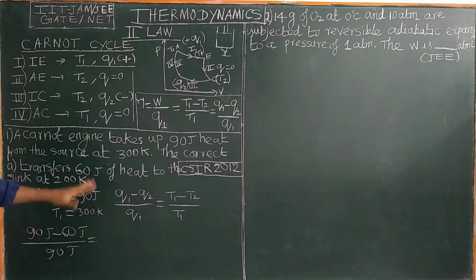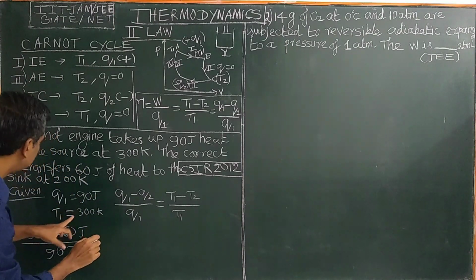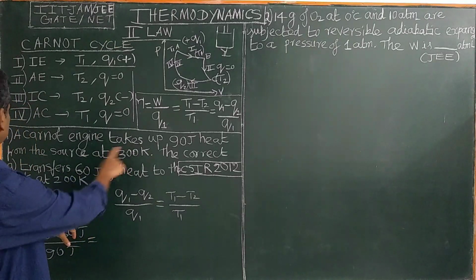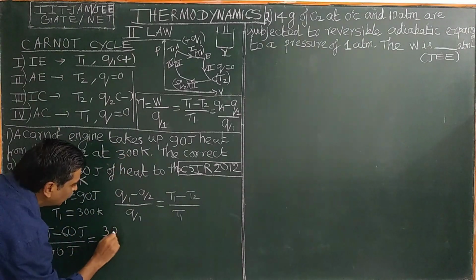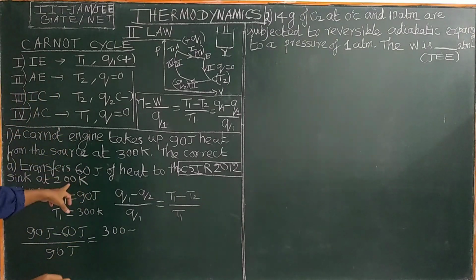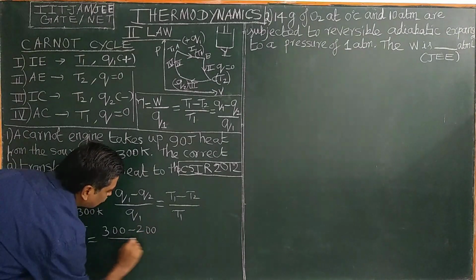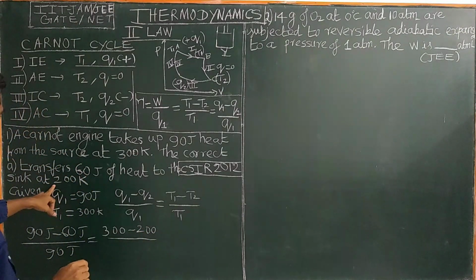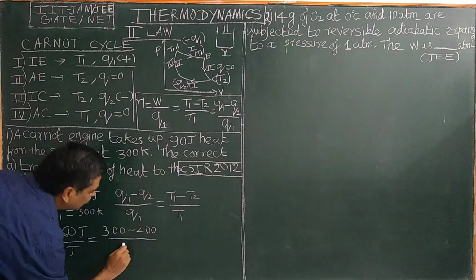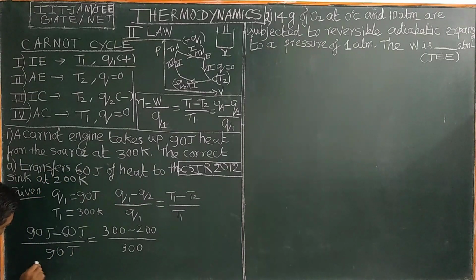You are given four options. First, let us take the first option, whether it becomes equal. T1 is the source temperature. And then, what is the sink temperature? The answer is given, whether the statement is correct or wrong. And divided by 300, T1. Okay, so if you do that, 30 joule divided by 90 joule.